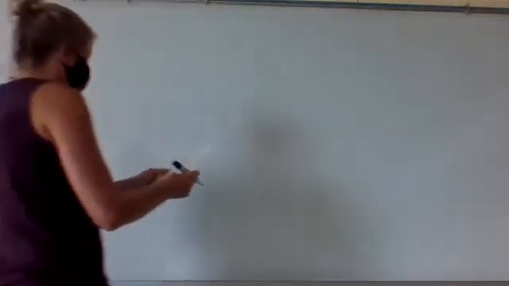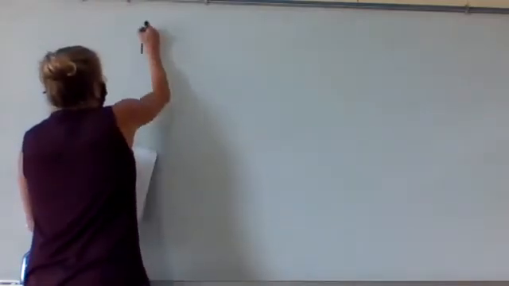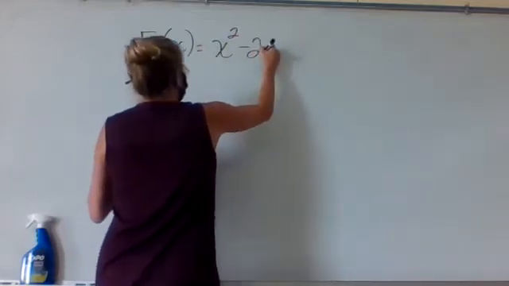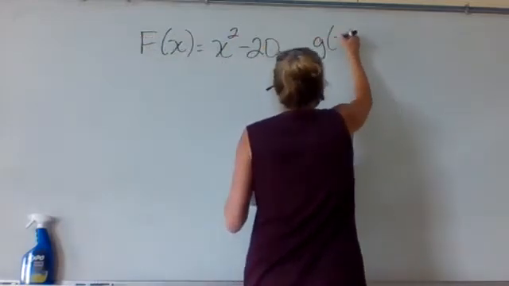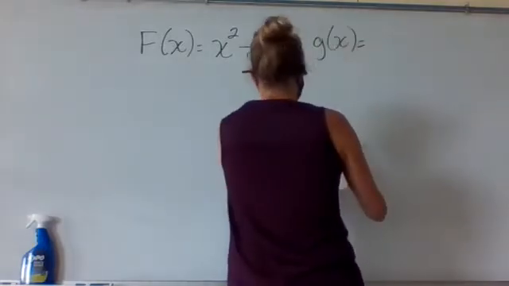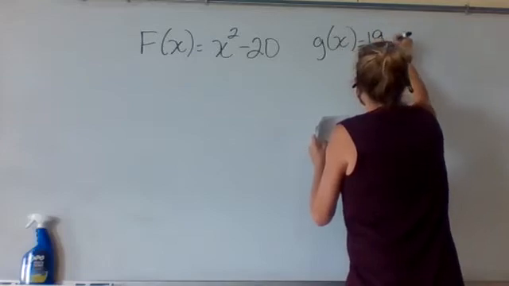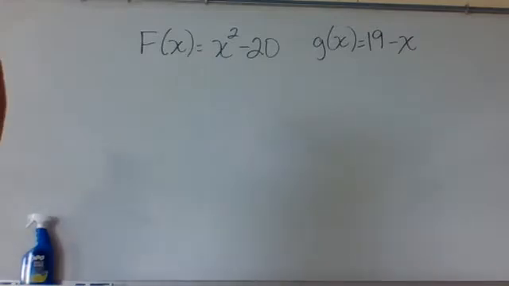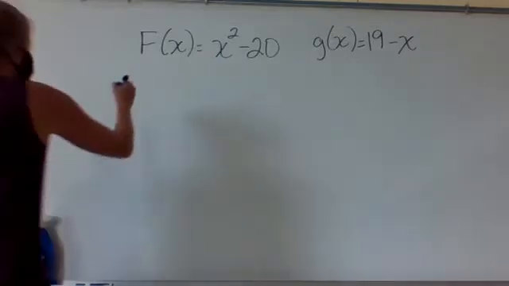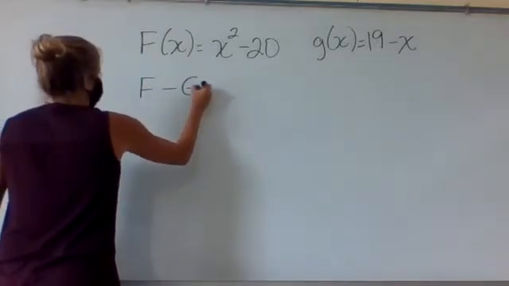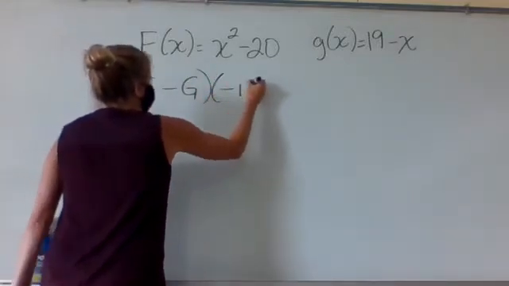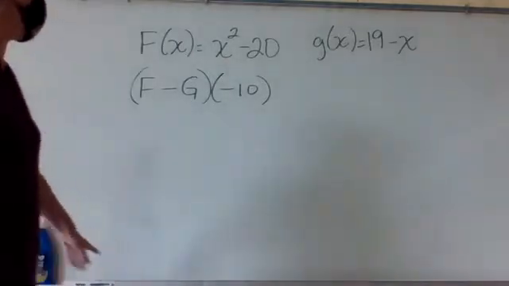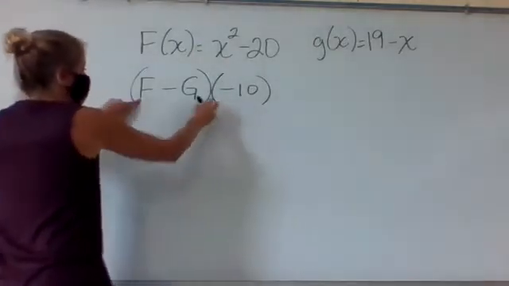Number 13, f of x equals x squared minus 20. G of x equals 19 minus x. And it wants me to find f minus g of negative 10. So the first thing I'm going to do is find f of negative 10.